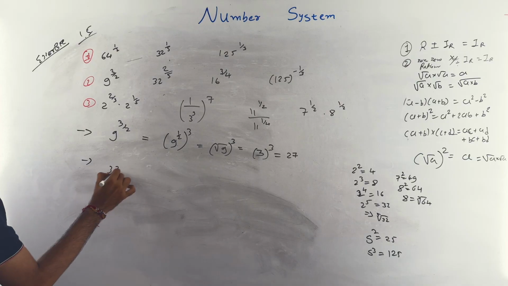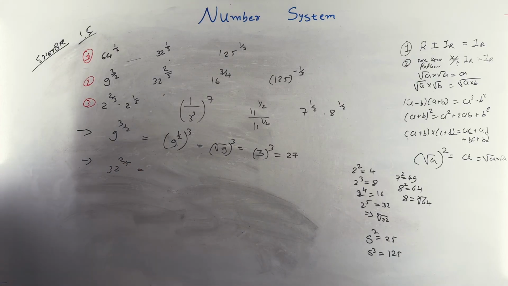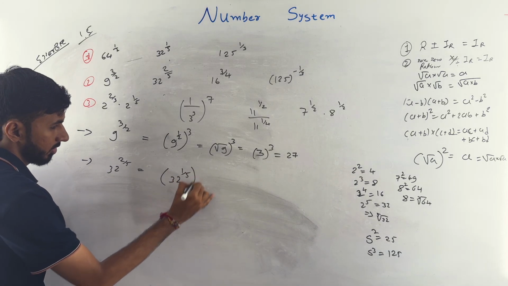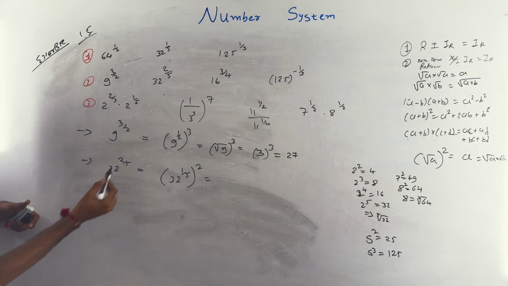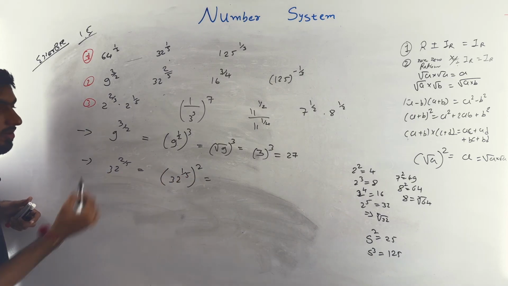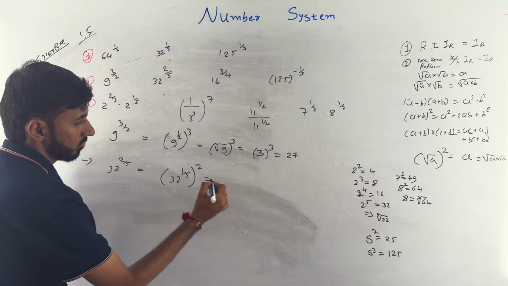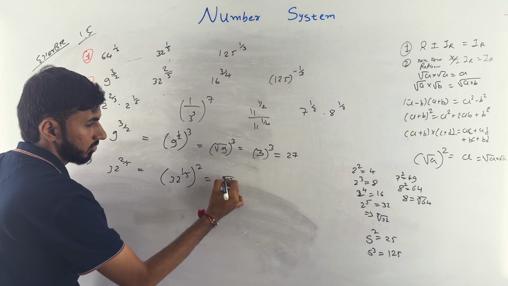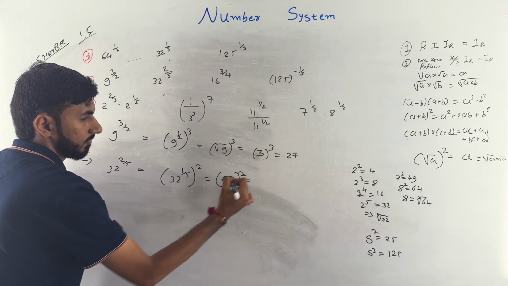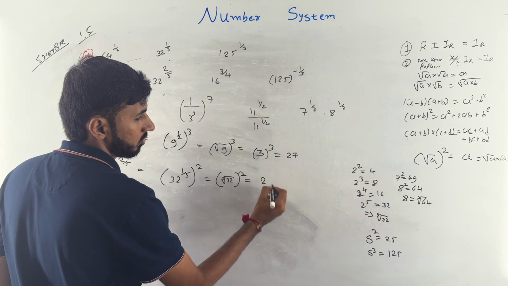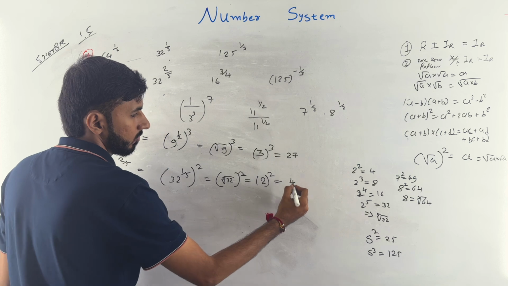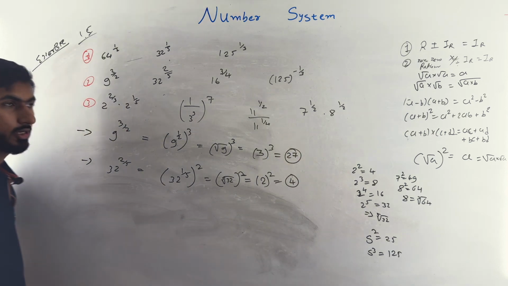Now 32 power 2 by 5. What we will do is separate this in such a way that we can find the answer easily. 32 power 1 by 5, power 2, right? I can write 2 by 5 as 1 by 5 and power 2, right? So 32 power 1 by 5, that is the fifth root of 32, right? And I have power 2. So the fifth root of 32 is 2, right? So 2 power 2, that is 4, right?